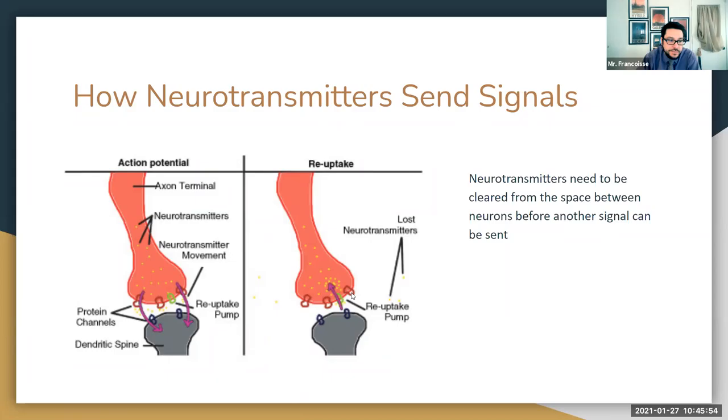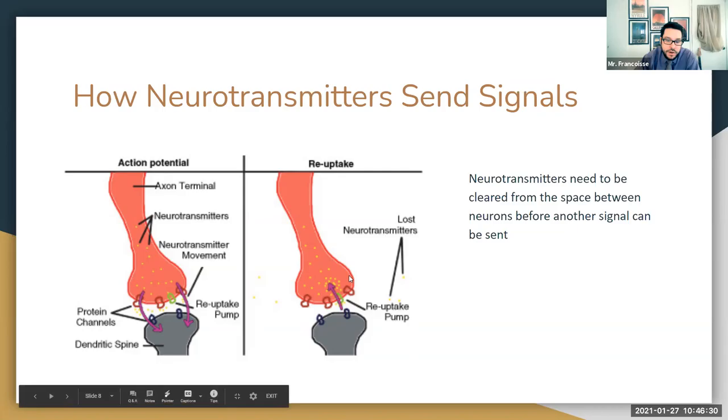Because if these receptors already have something on them, they can't get more, right? If something's already stimulated, if you turn on a light switch... Another way of thinking of it is like Morse code. Morse code's the dots and dashes, right? If you just have one long beep, it's not going to give you any information, right? You need to turn things on and off to send those signals. And that's how these work. You need to make sure that you clear the space so you can send another signal.